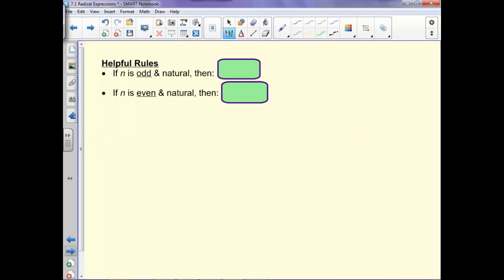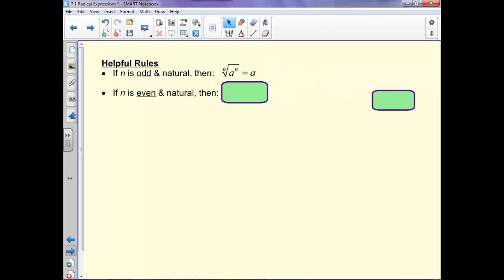Some helpful rules to think about. If you're taking the nth root of a number to that same power, and that power and root are odd, then they're going to cancel each other out. They're inverse operations. You're just left with a. However, if we have the same thing and it's even, remember we have to use the absolute values.